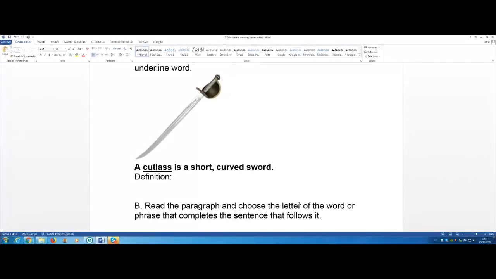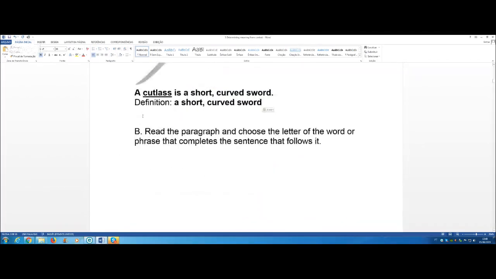Short carved sword. In this case, this is the definition. It comes after the verb to be. They can give you something like that, or they can give you something like this. Put it in one page only.